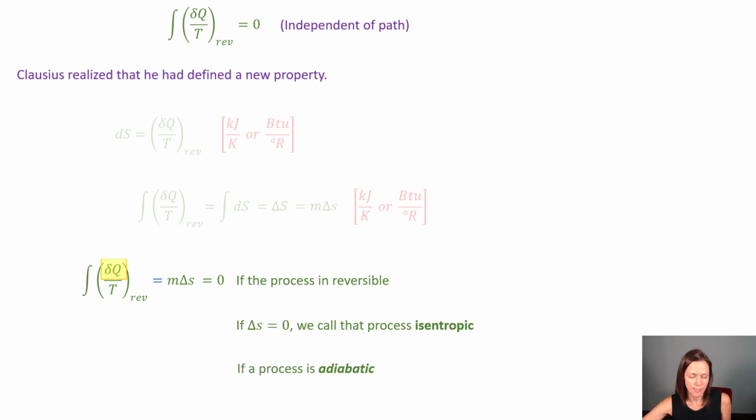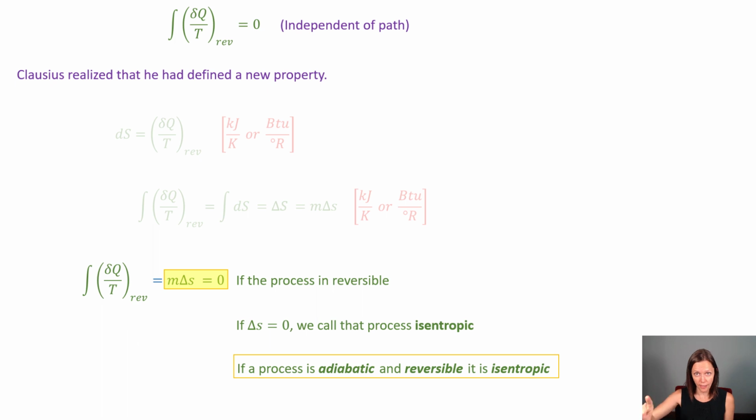The other important concept to grasp is that if a process is adiabatic, meaning that the Q term is equal to 0, and it's also reversible, then it's isentropic. That's an important thing to realize. If a process is adiabatic and reversible, it's isentropic. And you can flip it the other way: if it's isentropic, that means it's adiabatic and reversible. So just because a process is adiabatic doesn't necessarily mean it's isentropic. It has to be reversible as well.